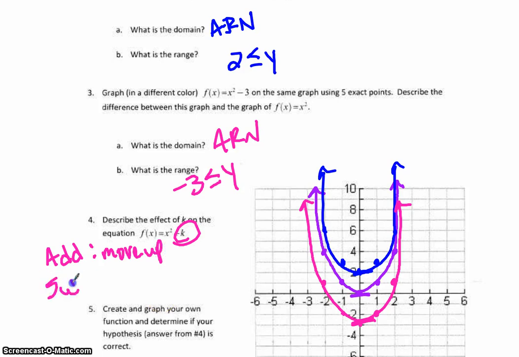If you subtract a number at the end, that would take you to the pink one. And what did the purple one do to get to the pink? It would move down. So that's the effect of K, or the number at the end. It either moves it up or down. That's the only change that it does.